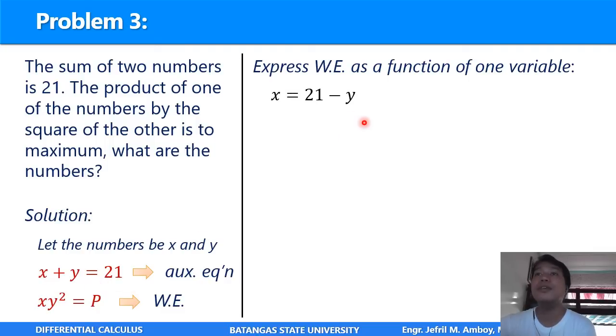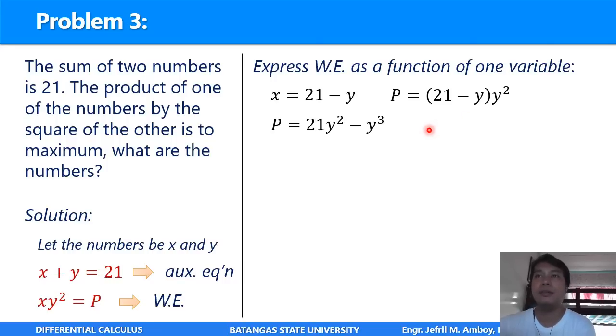21 minus y. At itong x na ito, ang ipapalit natin doon para makuha natin yung p as a function of y alone. So that p will be equal to 21 minus y, yun yung x, multiplied by y squared. So we now have a function of a single variable y. Kung gusto mo, i-distribute mo para maging 21y squared minus y cubed.